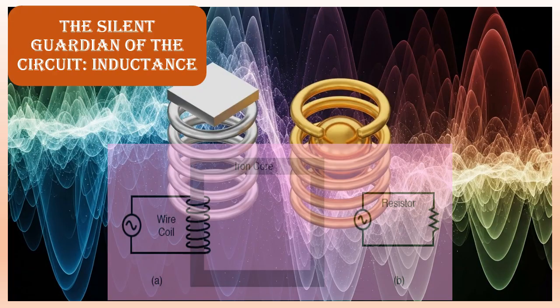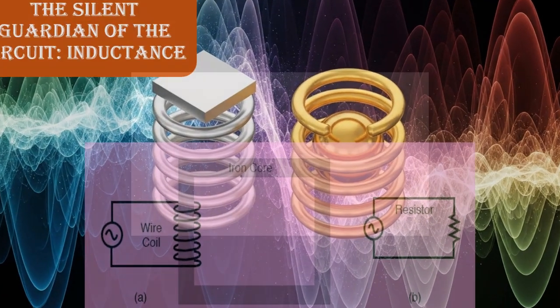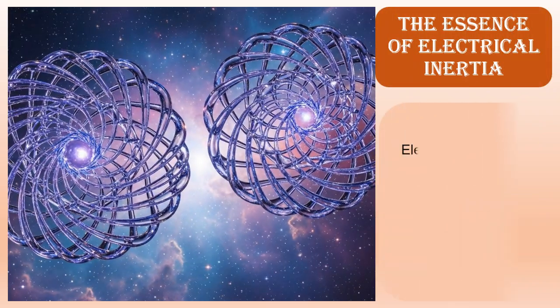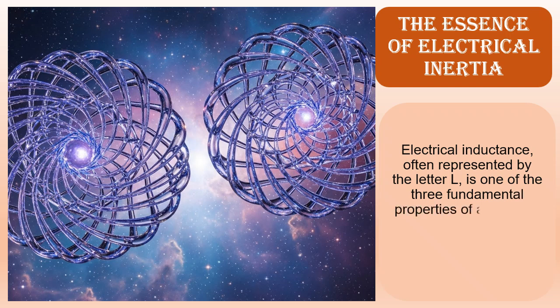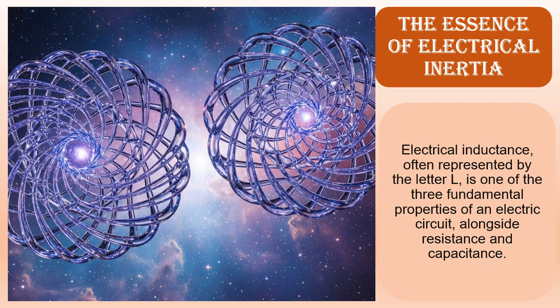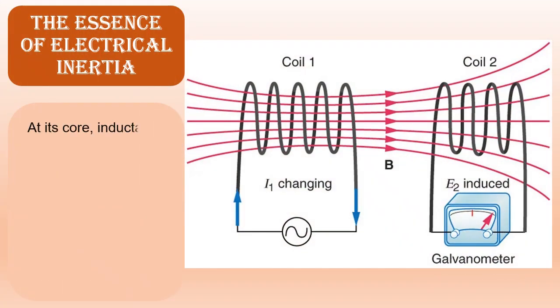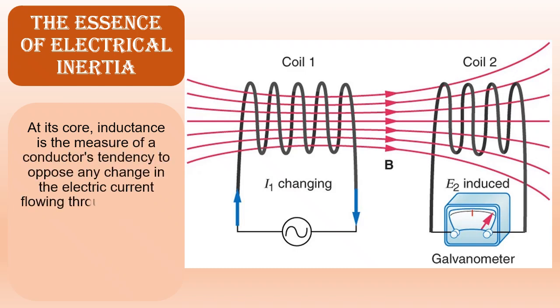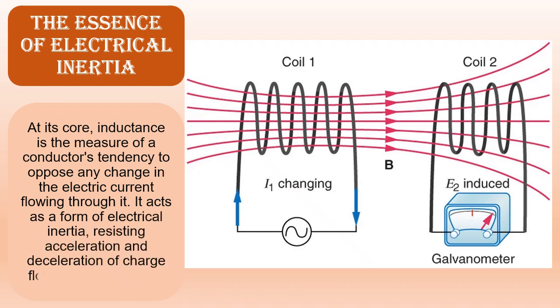The silent guardian of the circuit, inductance. The essence of electrical inertia. Electrical inductance, often represented by the letter L, is one of the three fundamental properties of an electric circuit, alongside resistance and capacitance. At its core, inductance is the measure of a conductor's tendency to oppose any change in the electric current flowing through it. It acts as a form of electrical inertia, resisting acceleration and deceleration of charge flow, not the flow itself.